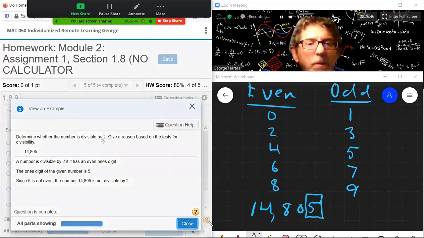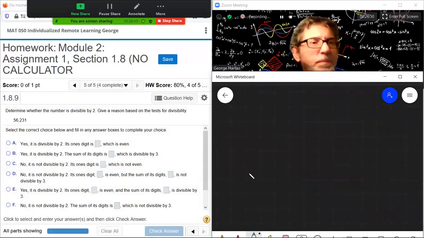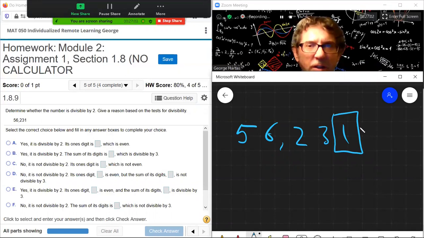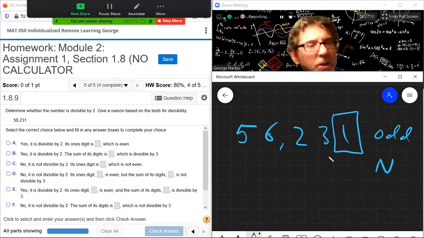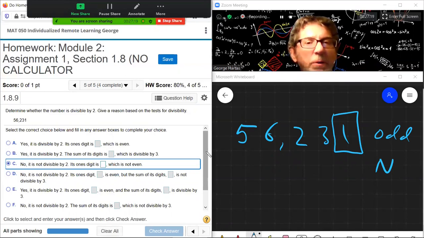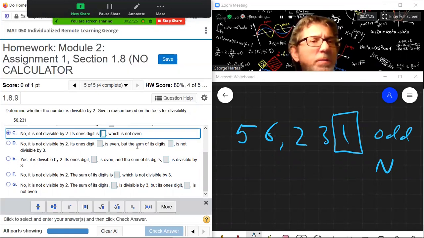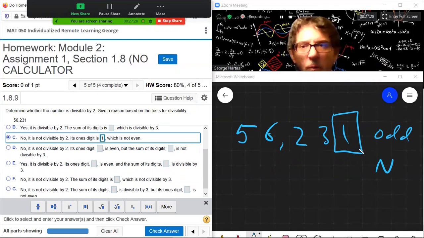All right, so let's go to our original problem. Again, we have a nice big number, but we don't care, right? We can handle that because all we're looking at is the ones digit. It's odd, which means it is not divisible by 2. So we know the answer is no, and let's go find the exact answer. Let's try C. Let's read C and see if that could be it. It is not divisible by 2. Its ones digit is 1, right? It ends in 1, which is not even. That looks like a winner.